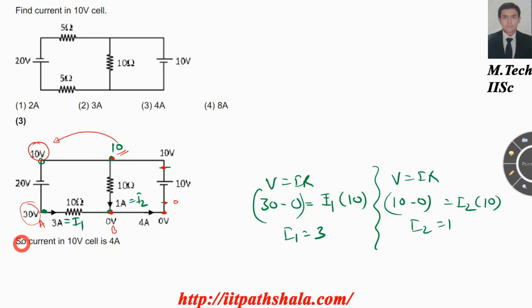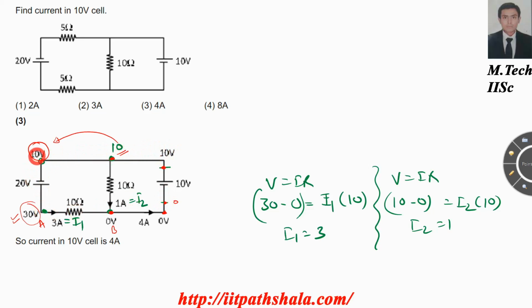You can apply KVL, KCL, and you can figure out the 30 volt over here. Okay, that's not my problem. You can check out my video on the KVL and KCL trick. Either you can apply the KVL and KCL trick to the whole circuit and figure out the value of the current in the 10 volt cell, which will hardly take 5 minutes, or you can use this method also, in which you partition the voltages over here. You decide the voltages of each node over here.